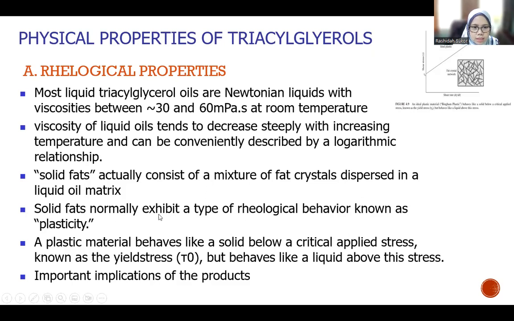So solid fat normally exhibits a type of rheological behavior known as plasticity. A plastic material behaves like a solid below a critical applied stress known as P0 or yield stress, but behaves like a liquid above this stress.